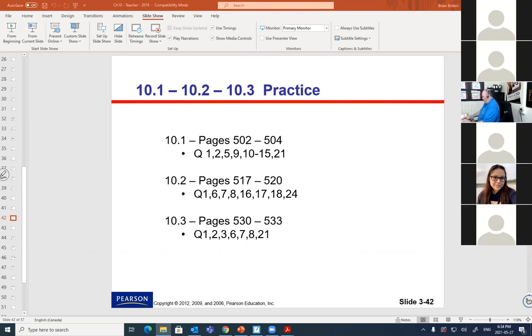Okay. Slide 7, 8. All right, and there it is there.